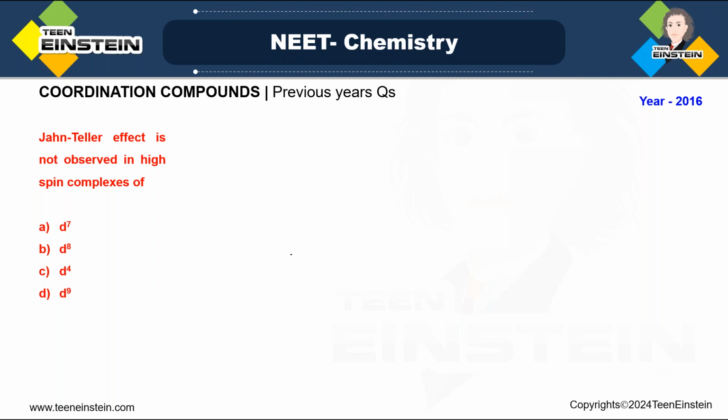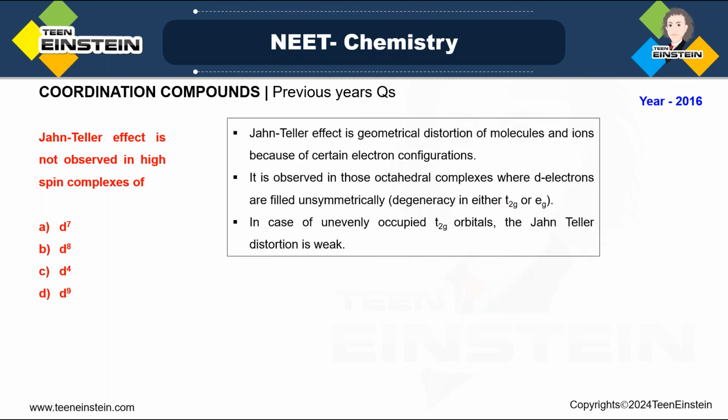Jahn-Teller effect is not observed in high spin complexes of d7, d8, d4, d9. Now what is Jahn-Teller effect? Jahn-Teller effect is basically observed only in some specific cases. There are some specific electronic configurations where you will have this effect. But what is this effect? This effect is actually geometrical distortion. So geometrical distortion means the original structure gets distorted, and the complex tries to remove its symmetry. That is why it is distorted.